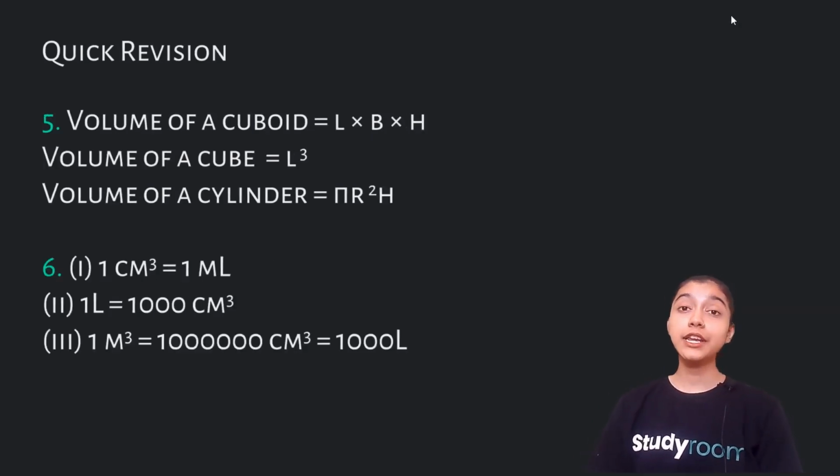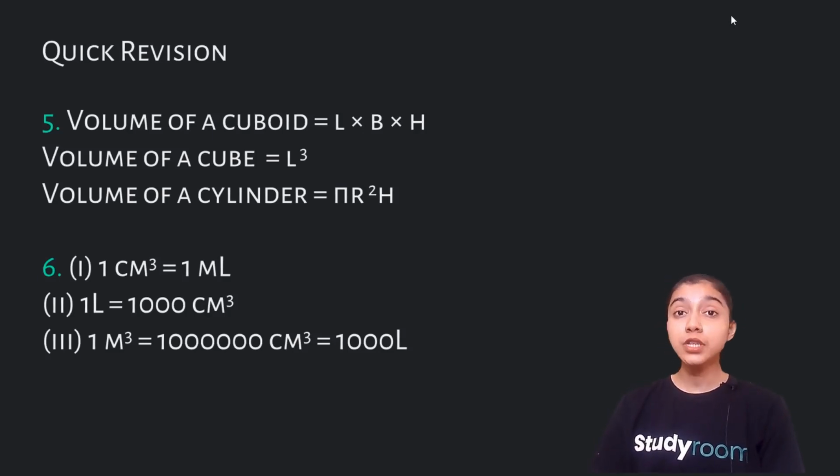The very next thing that I taught you was to directly calculate the volume of a cuboid, a cube and a cylinder. In the case of a cuboid, L, B and H are the dimensions. The volume of the cuboid will be equal to length into breadth into height, and the unit will always be cubic units. If it is meter, then it will be meter cube. If the lengths are in centimeter, it will be centimeter cube.